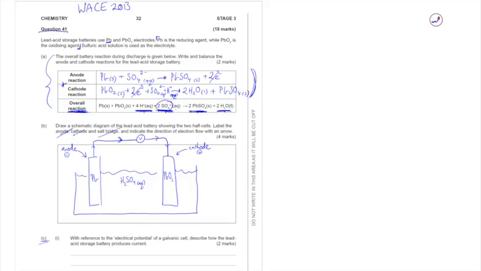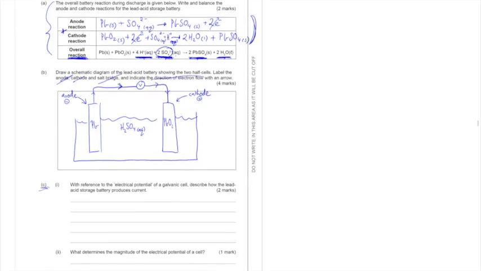And in fact, you can actually see that from the equation we've written up here. The anode produces our electrons, whilst the cathode actually uses up those electrons. So there's me indicating the direction of electron flow. Fantastic. Now in part C, we've got 2 parts to it. With reference to the electrical potential of a galvanic cell, describe how the lead acid storage battery produces current.